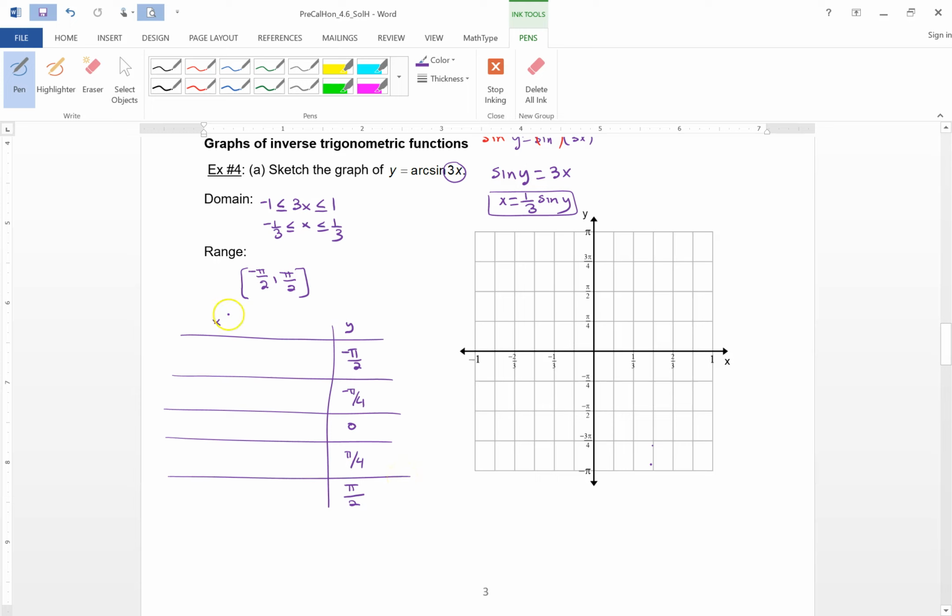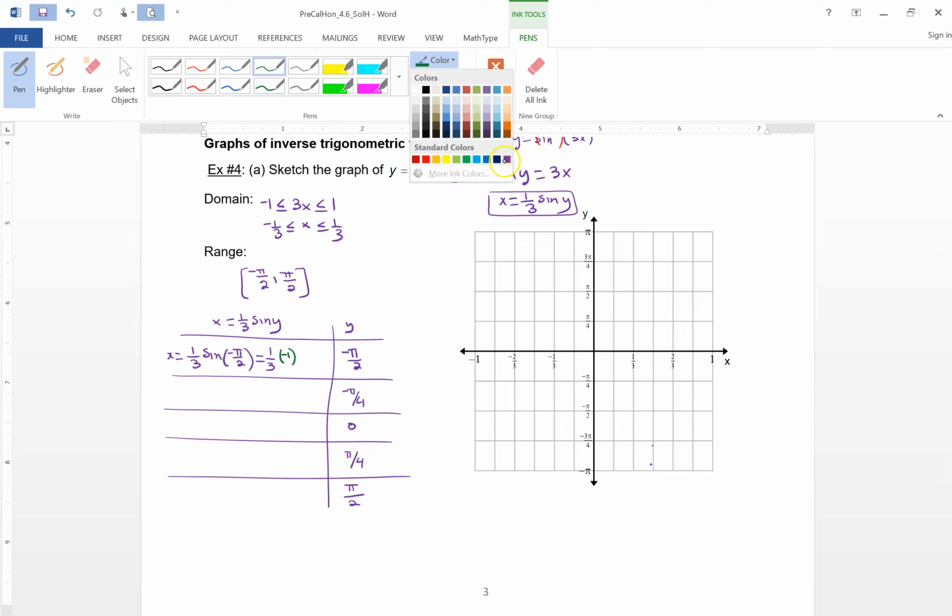Okay, so now I'm going to plug in my y values into my expression and get my x values. Okay? So what is x? We solved for x and we got 1 over 3 sine of y. So x is 1 over 3 sine of negative pi over 2. So this is 1 over 3 times, what's sine of negative pi over 2? -1. Good job. Okay, so -1. So this answer here is -1 over 3. So when x is -1 over 3, y is negative pi over 2. You see how that works?